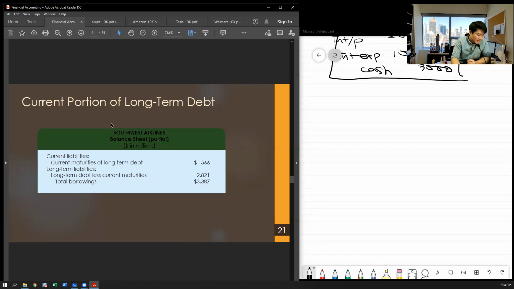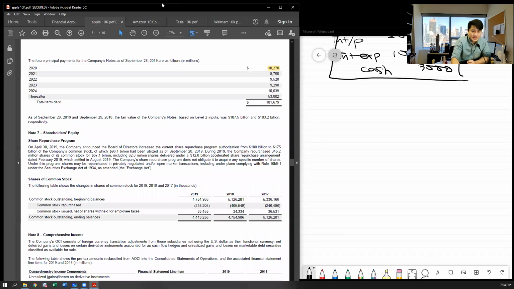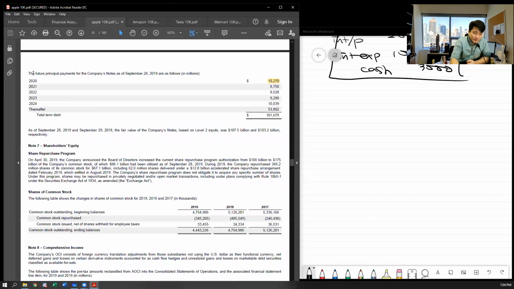And another thing, the current portion of the long-term assets. The example that I wanted to show you is this. So this is the fiscal year end of 2019. Future principal payments, they usually provide the breakdowns of the principal amounts by year. So this $10 billion will be reported under the current liability section. But beyond that, these numbers will be reported under long-term liabilities. Okay.